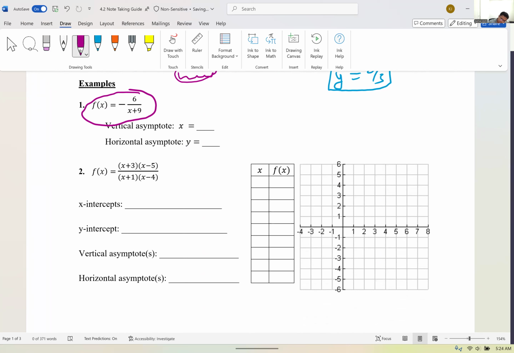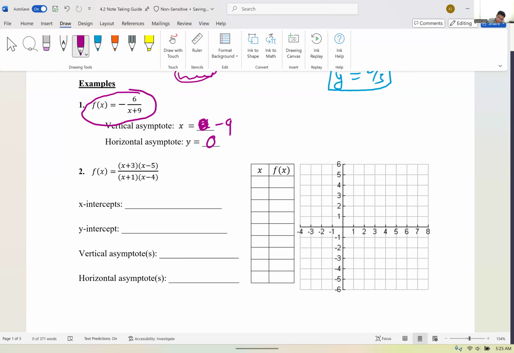There. So x plus 9. Your vertical asymptote clearly is, sorry, x equals minus 9. And your horizontal asymptote: you have not added anything to the numerator, there's no plus something separately, right? So it is still y equals 0.